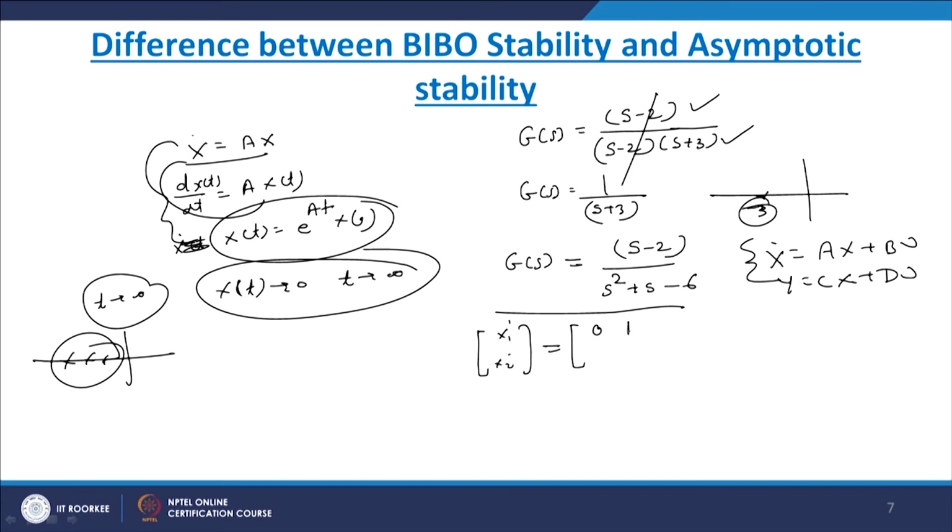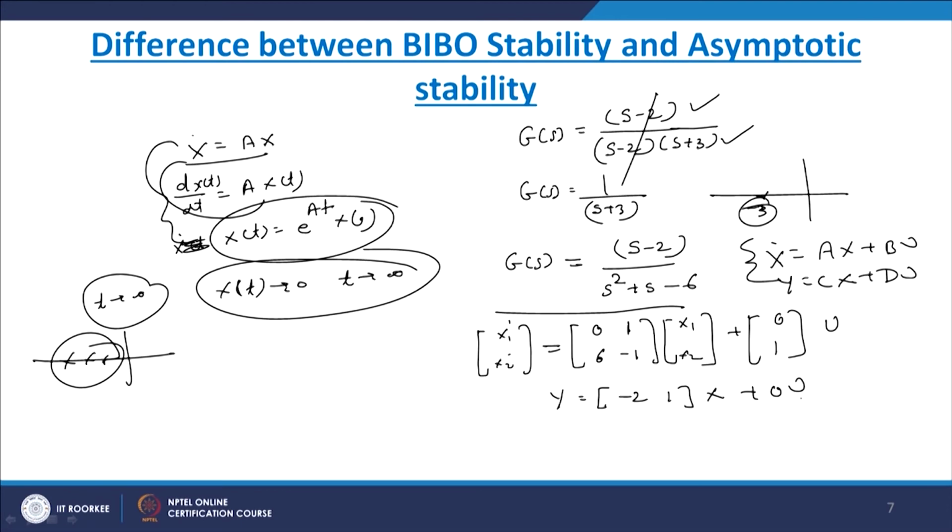x1 dot, x2 dot equal to [0 1; 6 minus 1] times x1, x2, plus [0; 1] u, and what is the output? It is [minus 2, 1] into x, plus 0 into u.